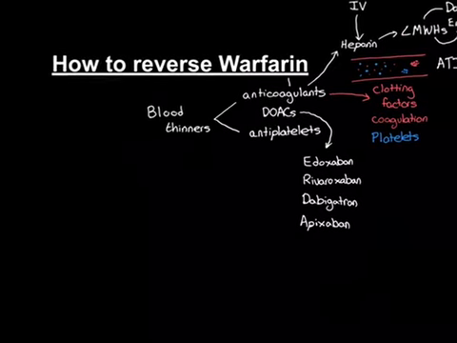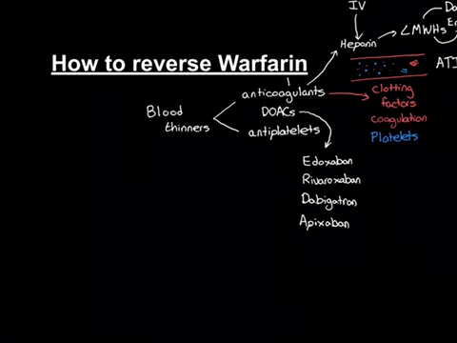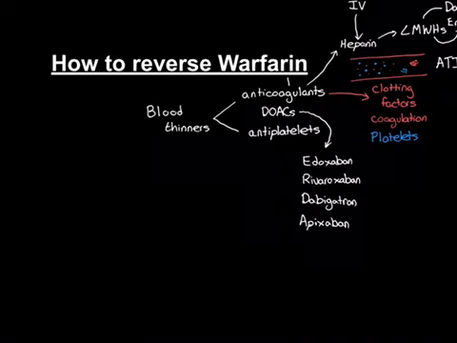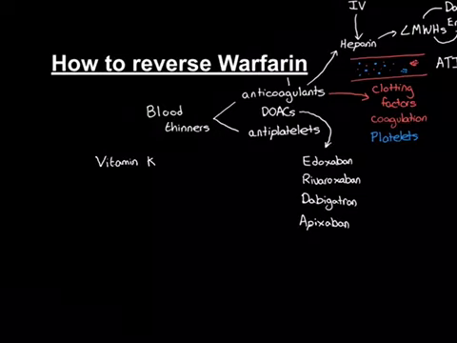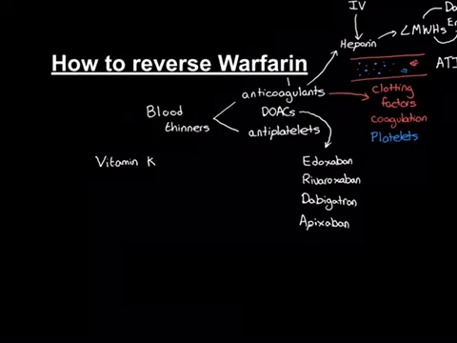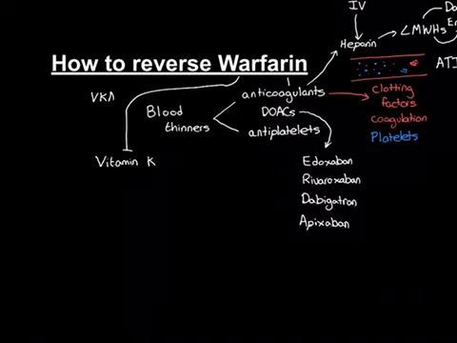So, back to warfarin then. We said that warfarin works in the liver to stop the clotting factors being produced. You can reverse warfarin with vitamin K. And the reason that you can reverse warfarin with vitamin K is that the way in which warfarin works to stop the clotting factors being produced is by inhibiting vitamin K. So, warfarin is what we call a vitamin K antagonist, or a VKA for short.